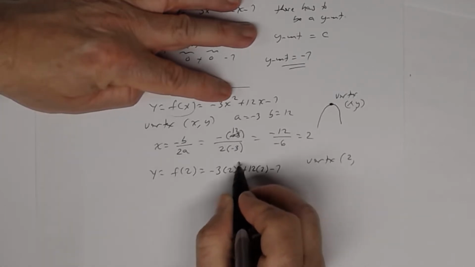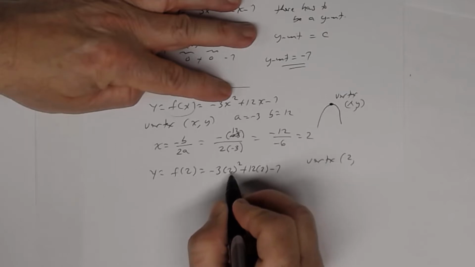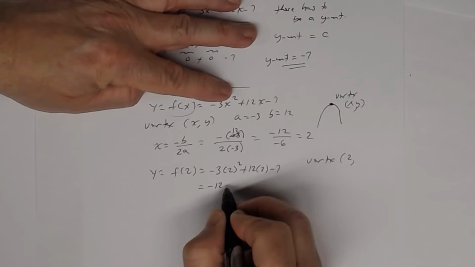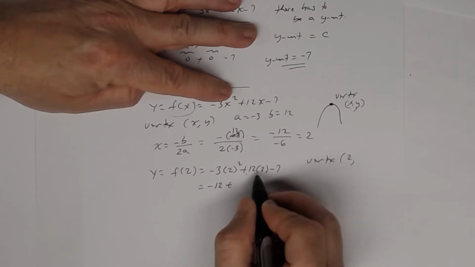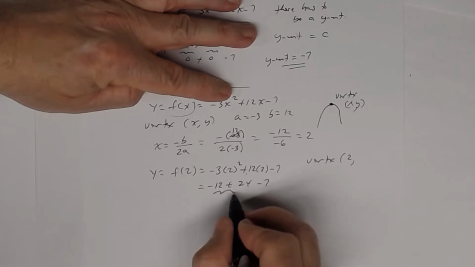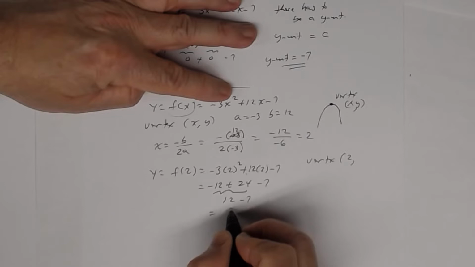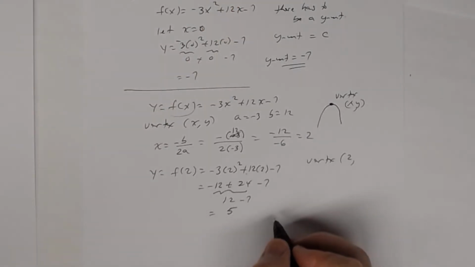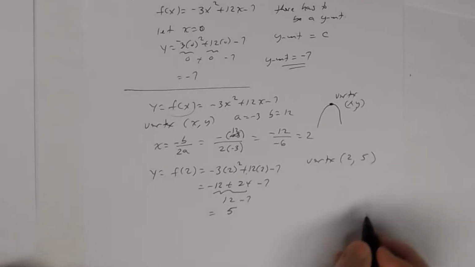And so 2 squared is 4. 4 times negative 3 is negative 12, plus 12 times 2, which is 24, and then minus 7. Negative 12 plus 24 is 12, and then 12 minus 7 is, what's that, 5? Okay, 5. All right, so my vertex is (2, 5).